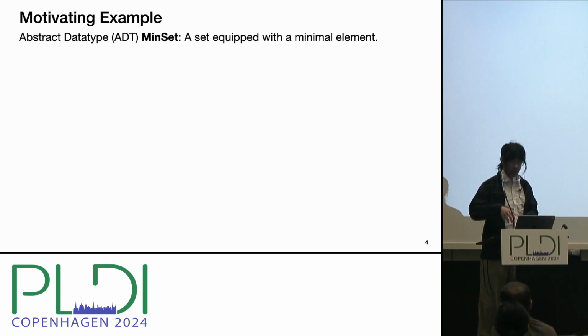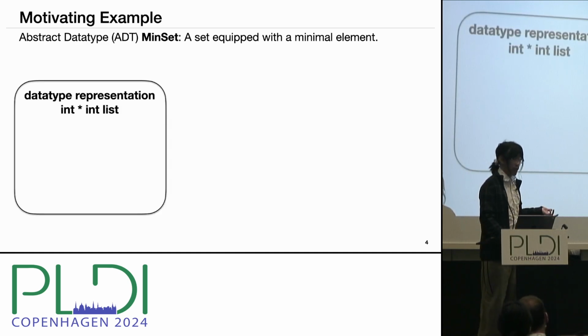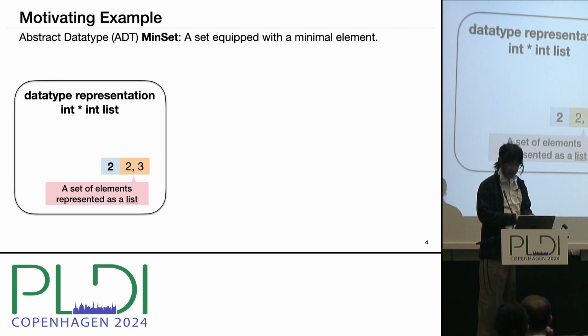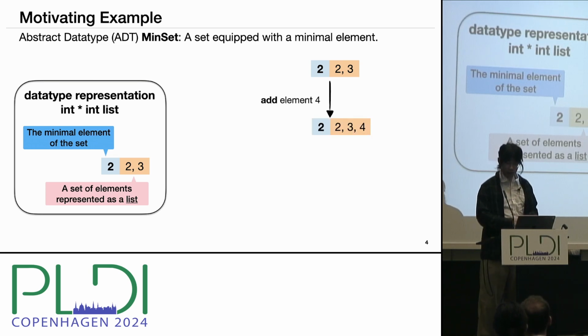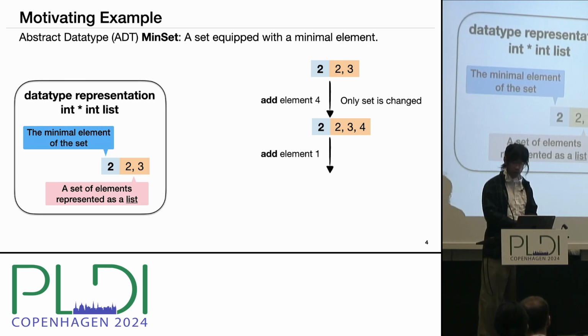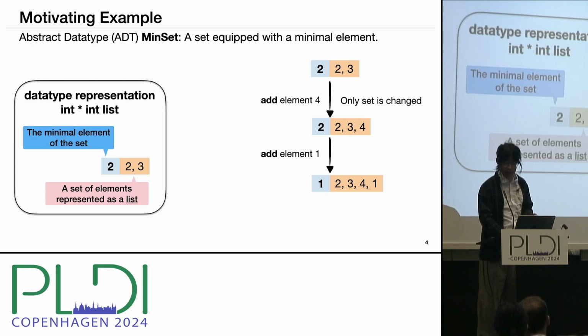We talk about the abstract data type ADT MinSet. It is just a set equipped with a minimal element. So it can be expressed as a pair of an integer and an integer list, like this. So the set is a list of elements 2, 3, and the minimal element is just 2. And the MinSet instance can be manipulated. For example, it can add a new element 4, and we go to another MinSet instance and have an updated set. And if we add a new element 1, both the minimal element and the set need to be updated.